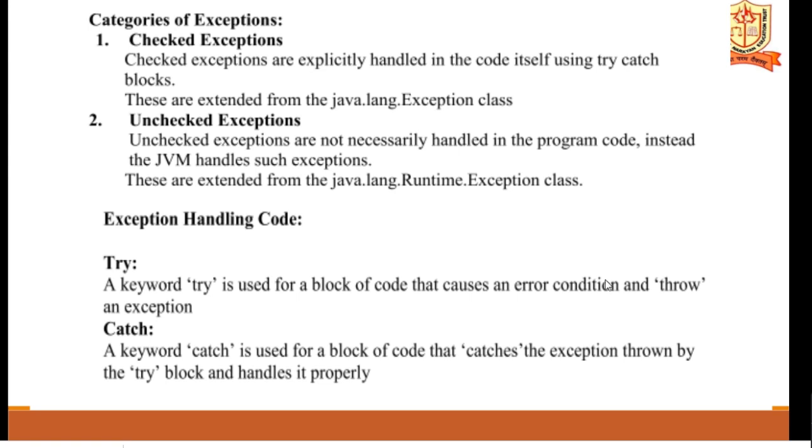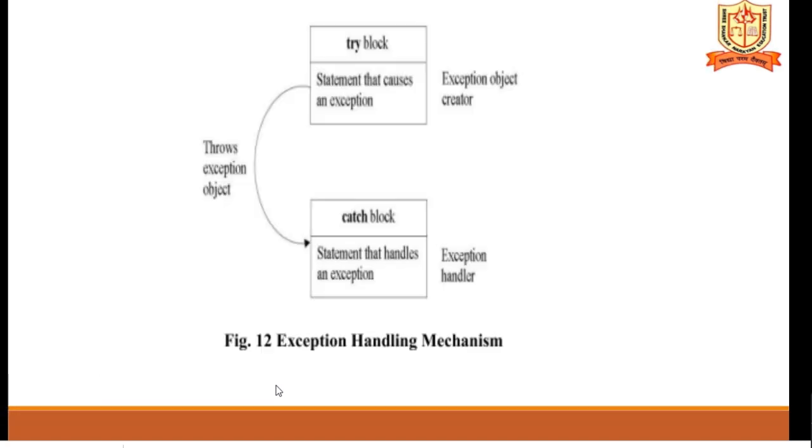In exception handling code, the try block is used for the block of code that causes an error condition and throws the exception. The catch keyword is used for the block of code that catches the exception thrown by the try block and handles it properly. So here try block is there and catch block is there. The statement that causes an exception you should write in the try block, and the try block will throw the exception object that is caught in the catch block.